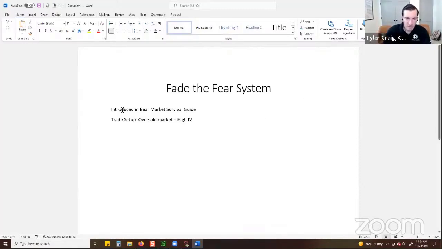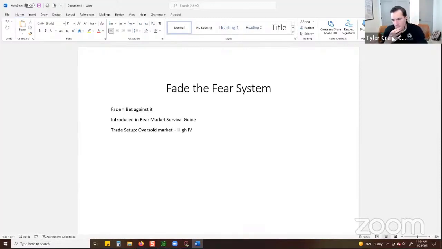So when you think about the terms here, fade the fear, why is this descriptive? If you fade something, you bet against it. Okay. You're a contrarian, right? Fear, we're defining as, well, how does fear manifest itself in the stock market? Usually it crops up when you get a big sell-off. But specifically in the options market, it causes people to run out and buy insurance because they're freaking out. And it jacks up the price of put options, right? So you get a big sell-off plus an implied volatility spike.